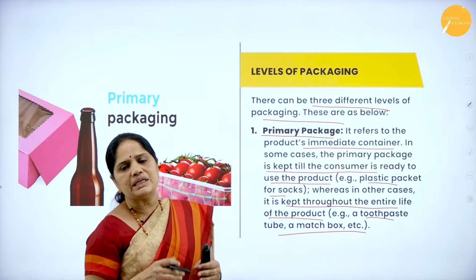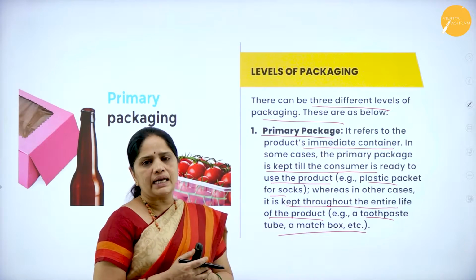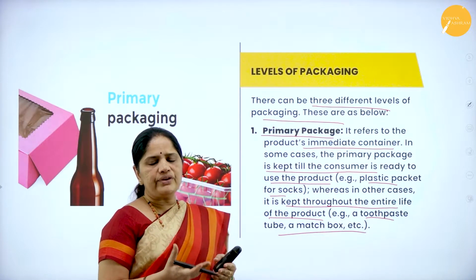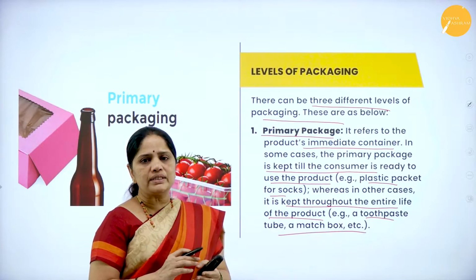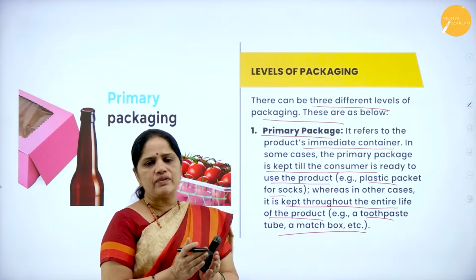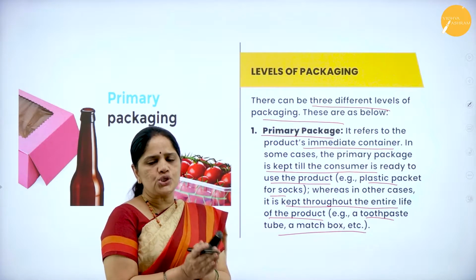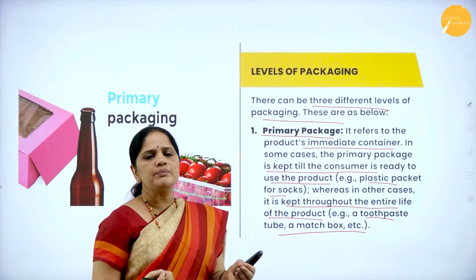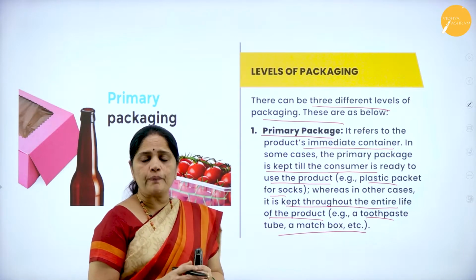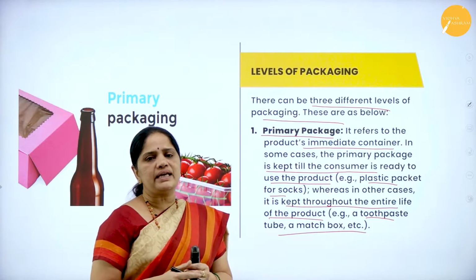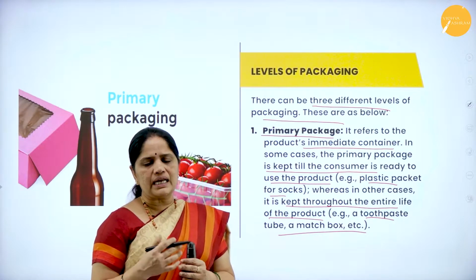If you can see here, the primary package refers to the product's immediate container. So, whenever you purchase something, it comes with a container. Suppose it is a soap. If it is a toilet soap, it comes with a wrapper, that is a paper cover which will be wrapping the soap. When we have to make use of the soap, we just remove the wrapper and make use of the soap. But then there are certain containers which will be there till we use the product till it gets over.